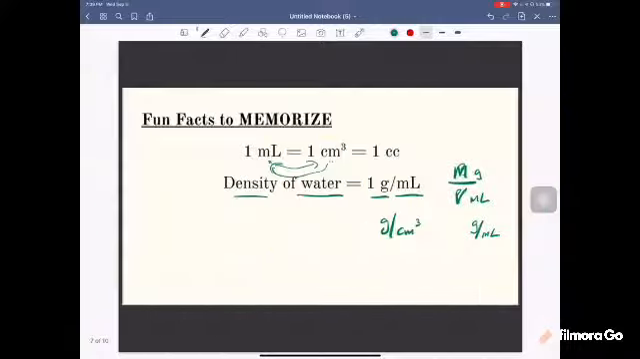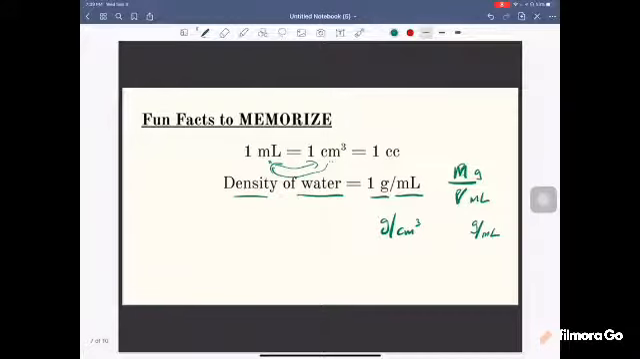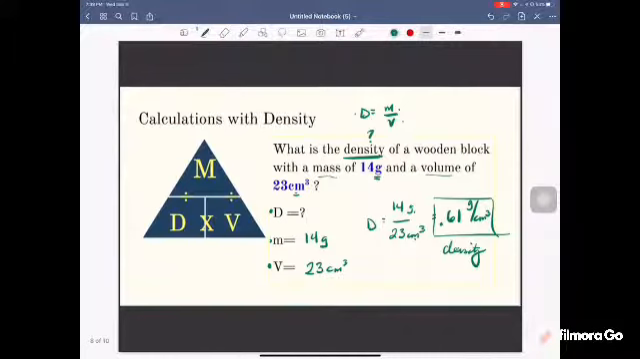Going back to the previous slide, density of water is 1 gram per milliliter or cubic centimeter. Basically, we're going to get to a point where we ask, hey, what floats or doesn't float in water? And basically, anything that has a density less than 1 gram per cubic centimeter or milliliter will float. Anything greater than 1 will sink. So if you're ever asking yourself, what sinks or floats in water?